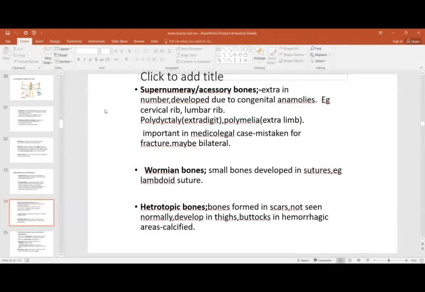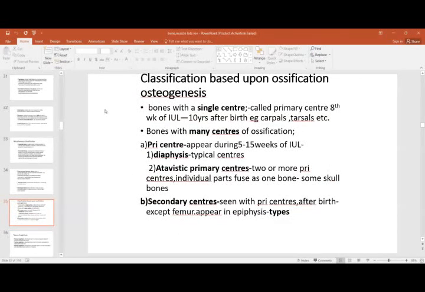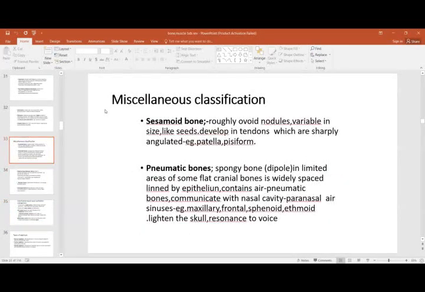Then you have accessory bones. For example, instead of 5 fingers, you have 6 fingers. These are called accessory bones or supernumerary bones. Wormian bones are those which develop in the sutures. Heterotopic bones: certain scars give rise to ossification and then develop into bone. So these are classified or grouped according to various reasons. That is why we call it the miscellaneous classification.